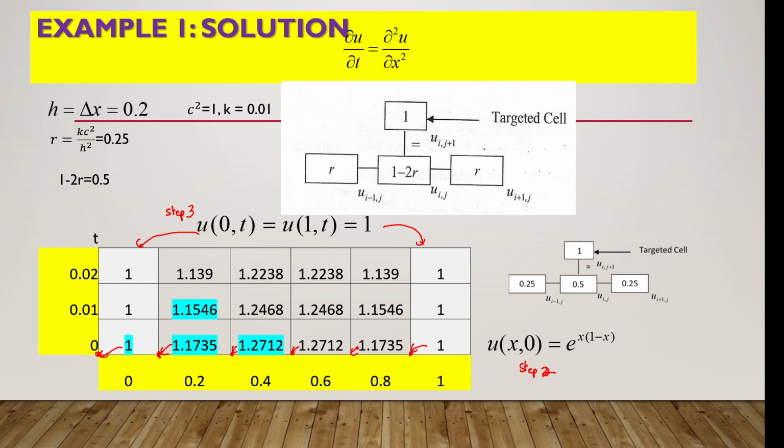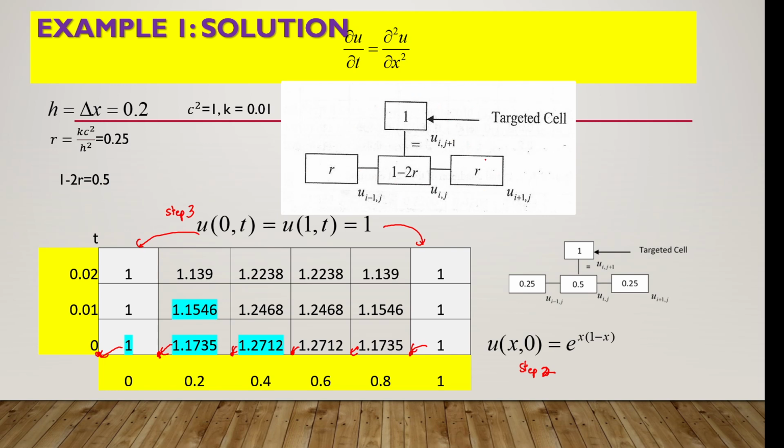After that, given h is 0.2, c squared is from here: the coefficient for del 2u over del x2 represents c squared. So c squared in this case is 1. k, the delta t, is 0.01. Then you calculate r, which is k c squared over h squared. You get 0.25, and then 1 minus 2r gives you 0.5. This is the general molecule for the explicit heat equation.